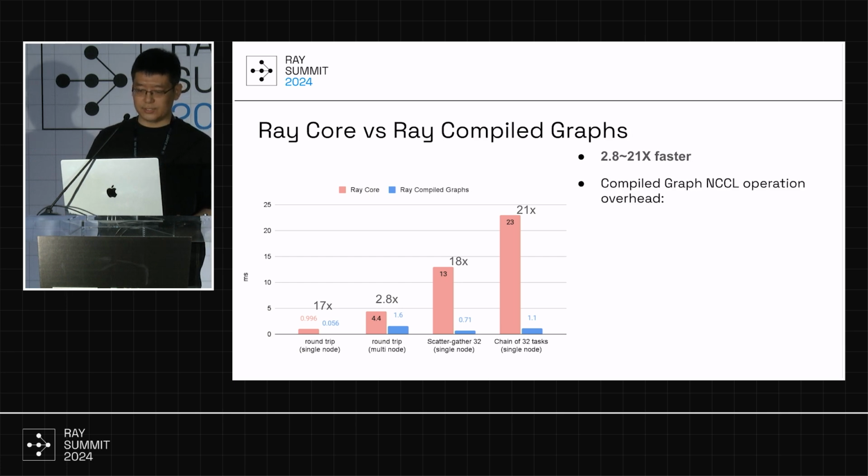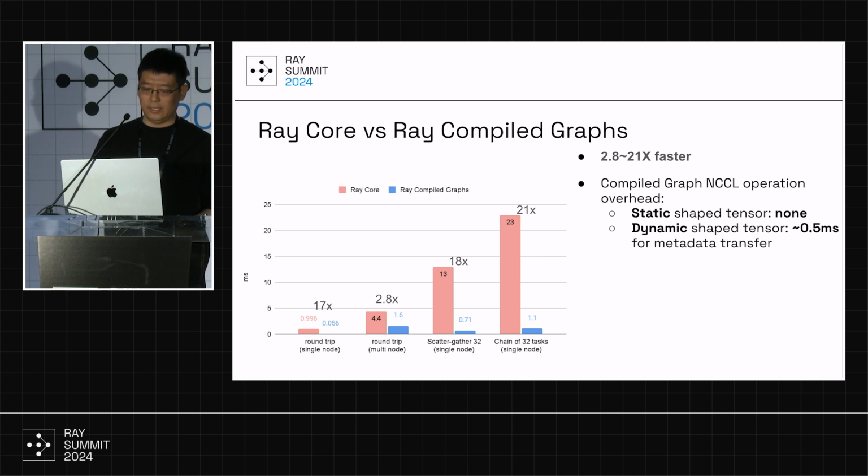As for NCCL operations, compiled graphs has no overhead for static shaped tensors. For dynamic shaped tensors, it has roughly 0.5 milliseconds of overhead, because compiled graphs needs to send additional metadata through a shared memory channel. But we are working to improve this.